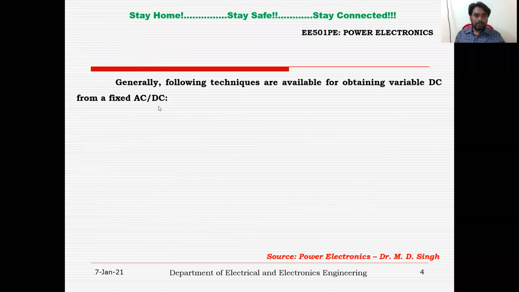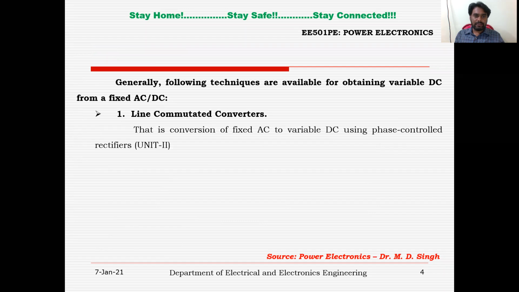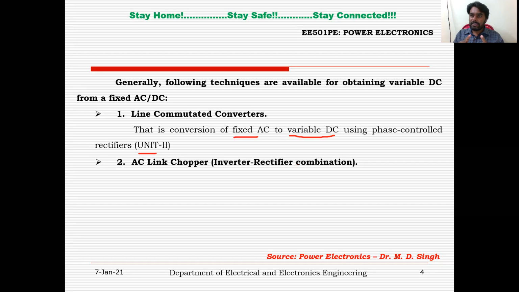Now, there are a few techniques available where you can obtain variable DC from either fixed AC or fixed DC. The first technique is called line commutated converters. These techniques we have discussed in the second unit, called phase control rectifier, where we converted fixed AC to a variable DC. So this is called a line commutated converter. It is a single stage converter, directly converting AC into variable DC.